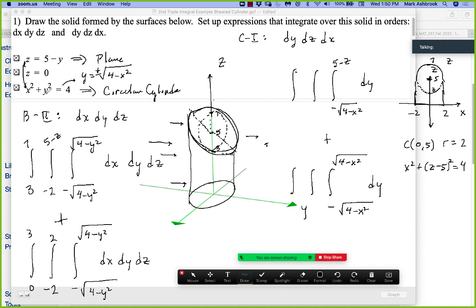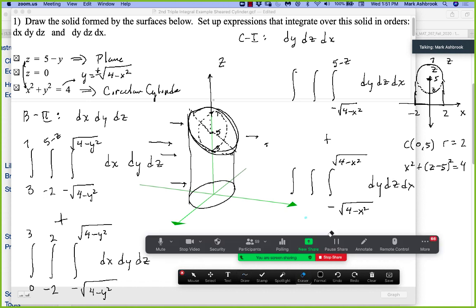If you combine these two equations, solve this for y, plug in for y and get x and z, you get the same circle. But we're doing dy, dz, dx, so we're going to need this thing solved for z. Well, let's get there when we get there.